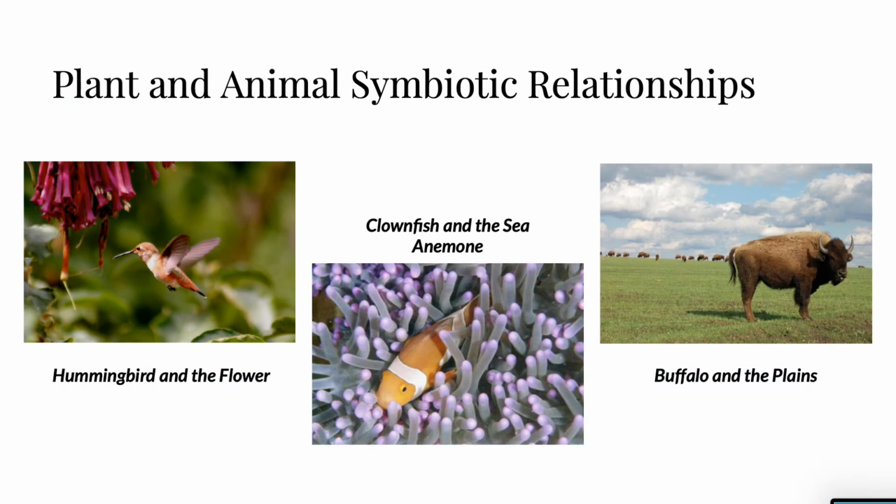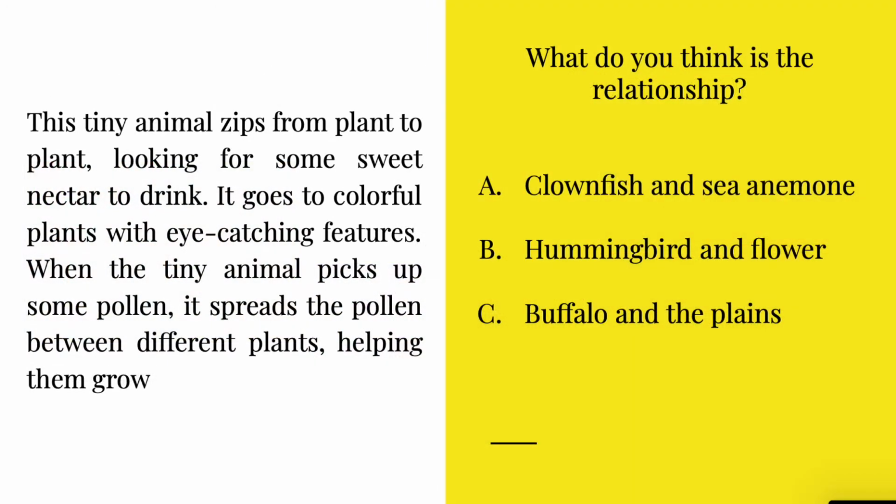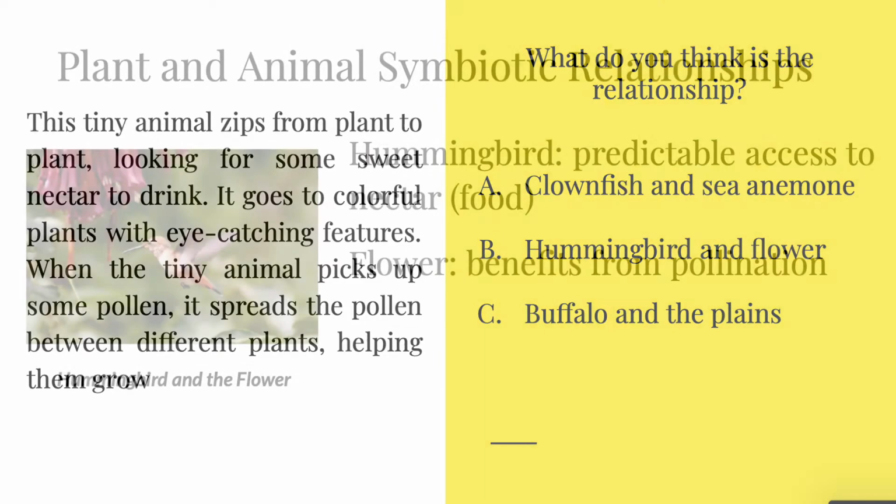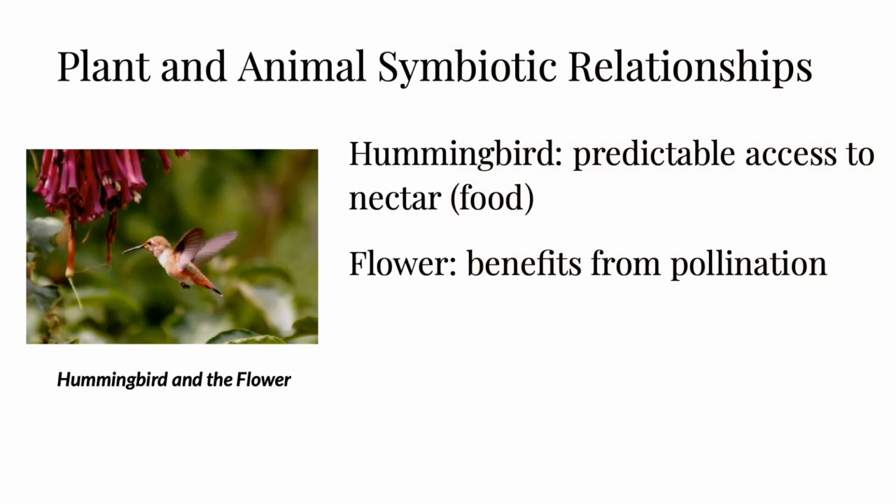For today's activity, we are going to try and guess which situations are each relationship. Take this time to read the situation on the slide. Now guess what relationship you think this is. You can pause the video if you need more time. Did you get it right? A hummingbird needs predictable access to nectar or food. The flower benefits from pollination.